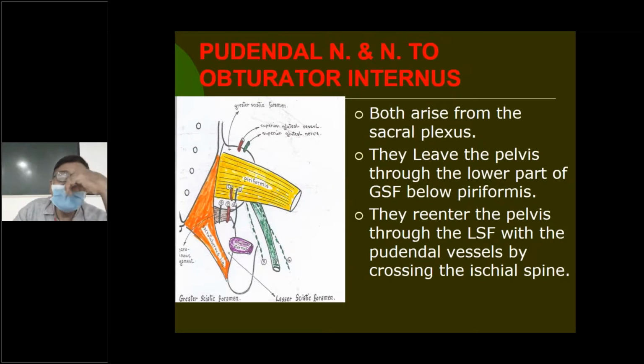Now we will learn some important nerves, the pudendal nerve and the nerve to obturator internus. As already learned, they also come out of the pelvis through the great sciatic foramen. They are also branches of the sacral plexus, through the great sciatic foramen, below piriformis, and these are the common points. Here they re-enter the pelvis through the lesser sciatic foramen.